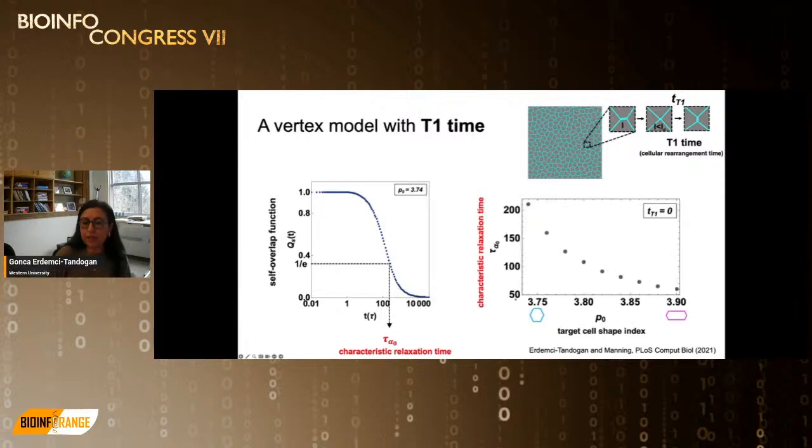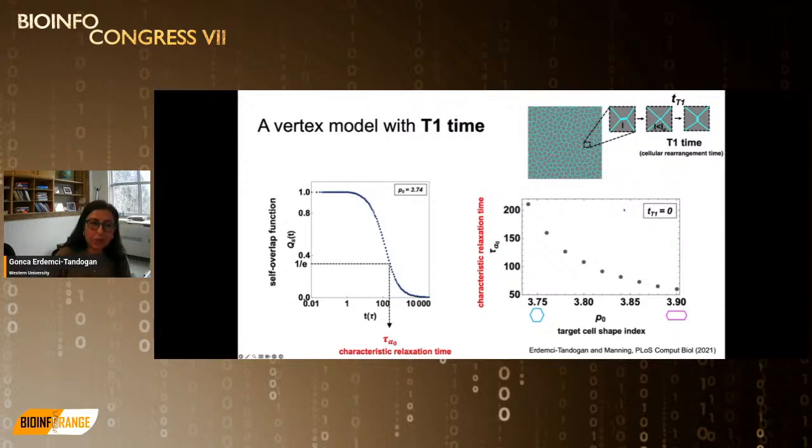Here is the characteristic relaxation time as a function of target cell shape index. As I mentioned in the beginning of my talk, target cell shape index is our order parameter, and there was a rigidity transition for standard vertex models with instantaneous rearrangement time. Supporting the prediction of standard vertex models, this relaxation time decreases as the target cell shape index increases, as more elongated cells are associated with more fluid-like tissue, and it takes less time for the tissue to relax. So this supports the standard vertex model predictions.